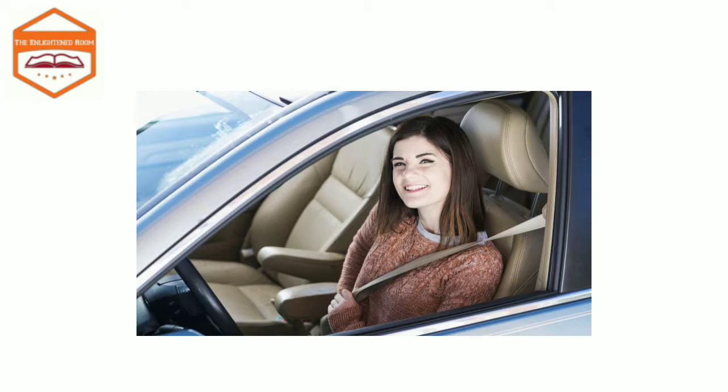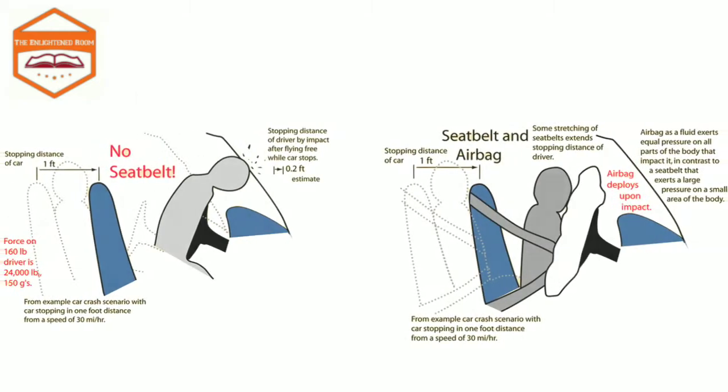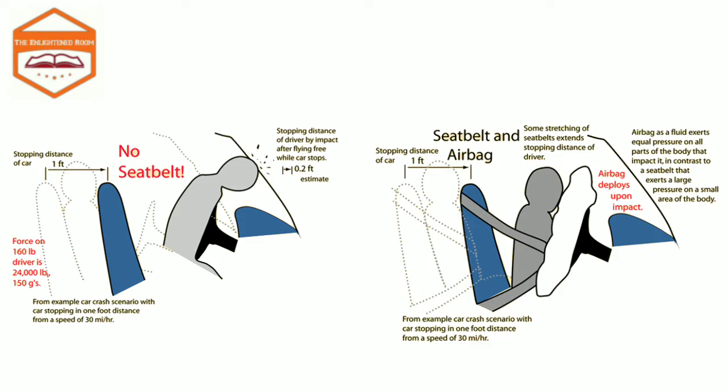Now this is for the safety for the passengers, and these are also known as safety belts. Now the purpose of these safety belts or seat belts is to prevent the injuries to the passengers in case of any accident or in case of sudden application of brakes.